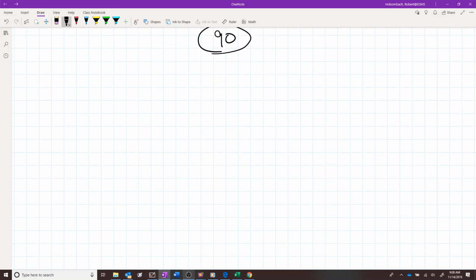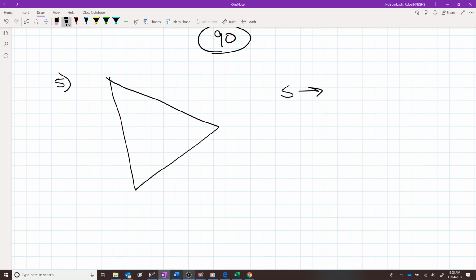Number 5. List the sides in order from shortest to longest. The sides from shortest to longest. We've got J, K, and L, 64, 50, and 66 degrees are your interior angles.